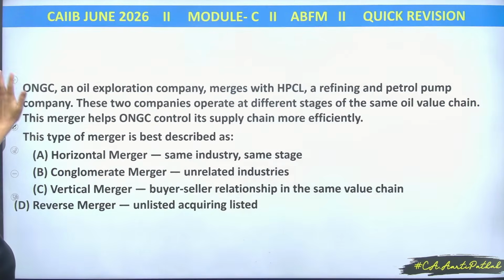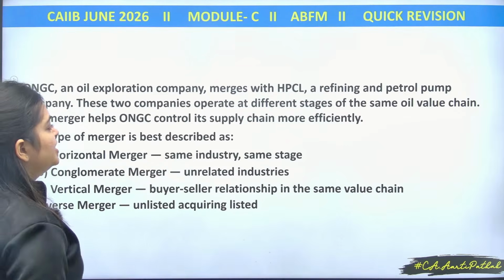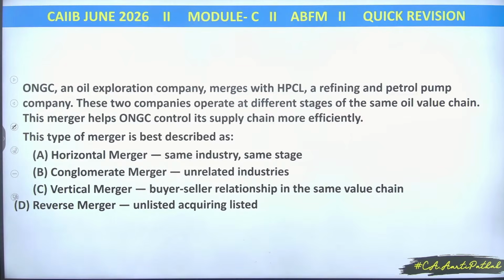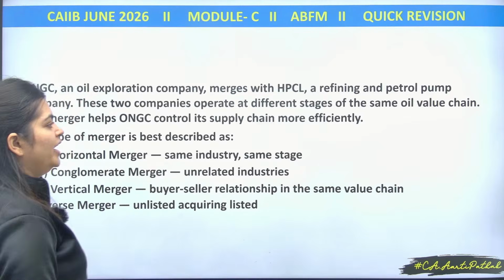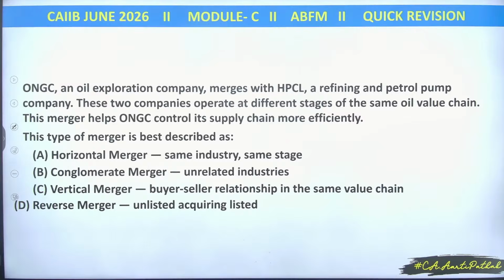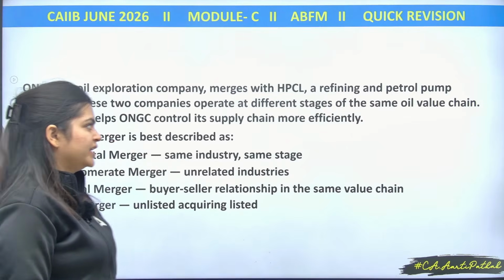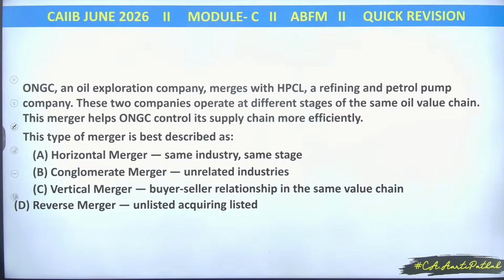Okay, coming to the next one. Again, we have one theory question. ONGC, an oil exploration company, merges with HPCL, a refining and petrol pump company. These two companies operate at different stages of the same oil value chain. This merger helps ONGC control its supply chain more efficiently. Now, this type of merger is best described as what? Horizontal, where same industry, same stage; or conglomerate, unrelated industries; vertical, buyer-seller relationship in the same value chain; or reverse merger, unlisted company acquiring a listed company.